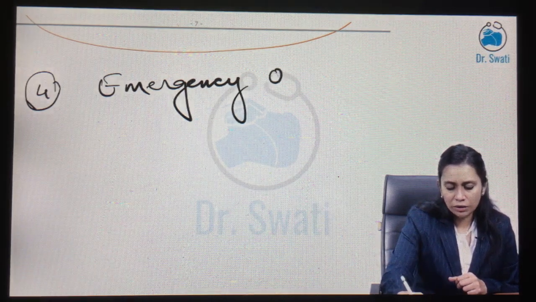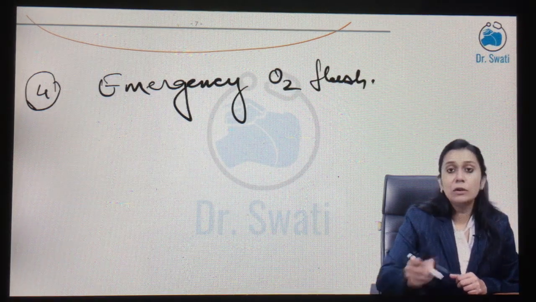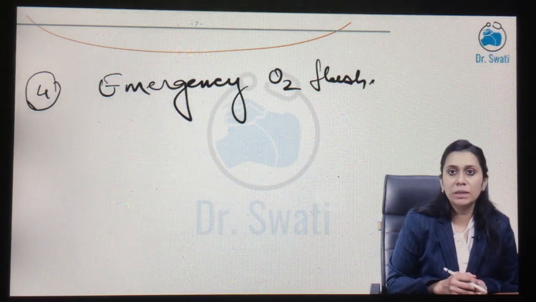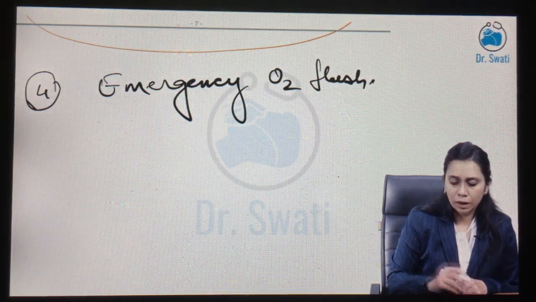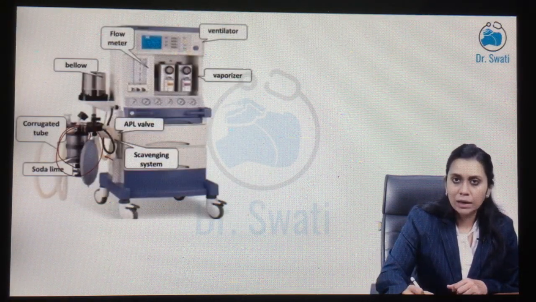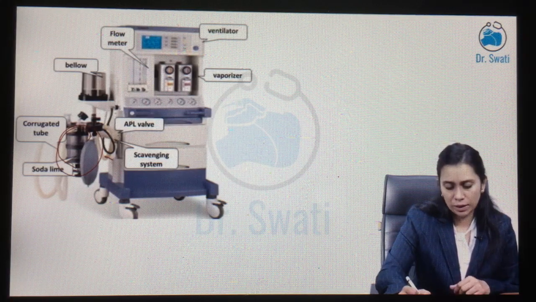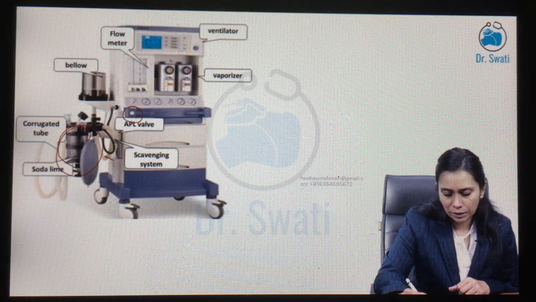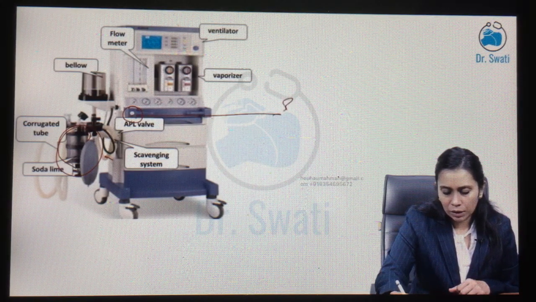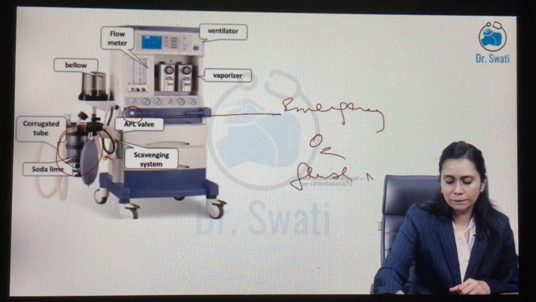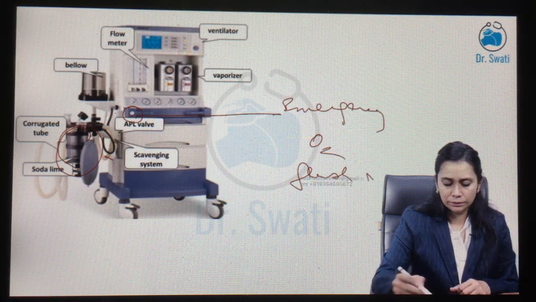This emergency oxygen flush is located in the low pressure system, but it is a part of the intermediate pressure system. If you have seen the machine, just beside the common gas outlet there is a black button surrounded by a white halo. This is called the emergency oxygen flush. What is the use of this? This is a machine.